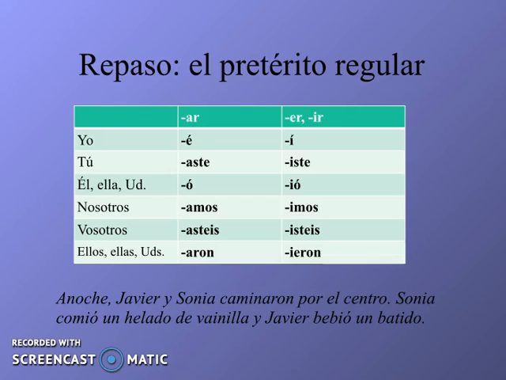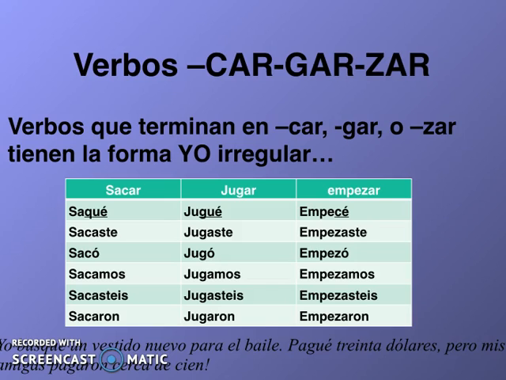So an example: anoche Javier y Sonia caminaron por el centro. Sonia comió un helado de vainilla y Javier bebió un batido. So notice which are those verbs. At any time, pause the screencast and take some good notes, write down examples, write an example of your own to apply this knowledge.